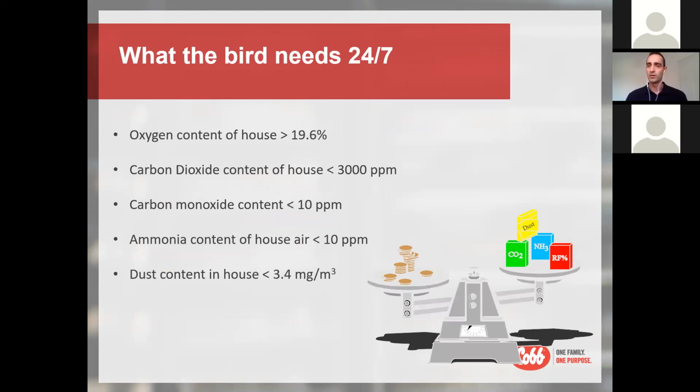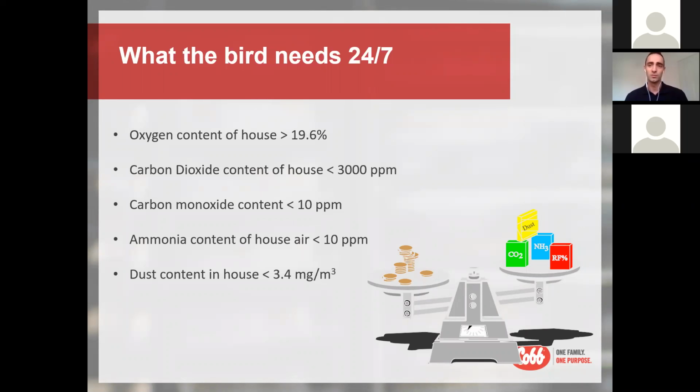So what do the birds require 24/7? You want an oxygen content in the house of more than 19.6% at all stages, and a carbon dioxide content of less than 3,000 parts per million. We spoke a lot about that yesterday for brooding, how important that is.